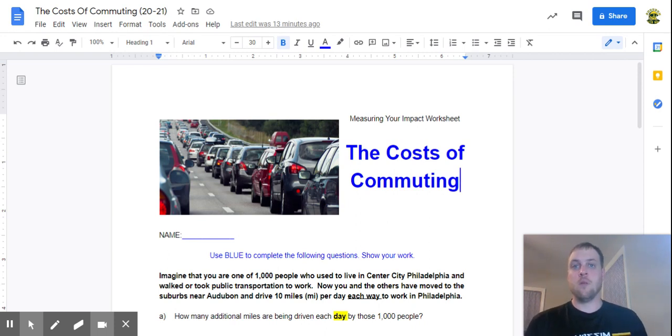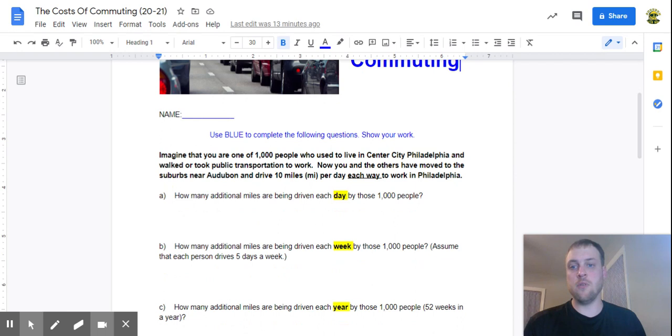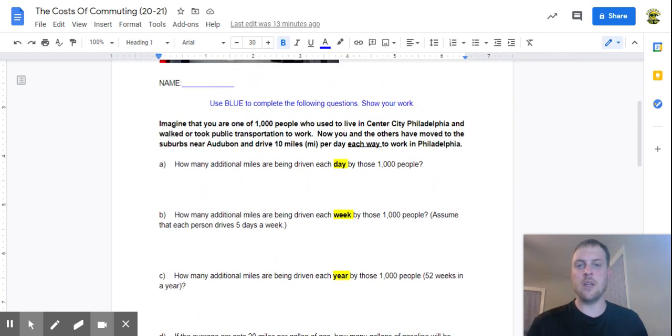The problem is, to get into the city for work, you have to commute. So if you're not using public transportation, odds are you're using your own vehicle. And that's what this worksheet focuses on. So I'm just going to take you through just about every single one here. So pay close attention, and hopefully this helps you out.